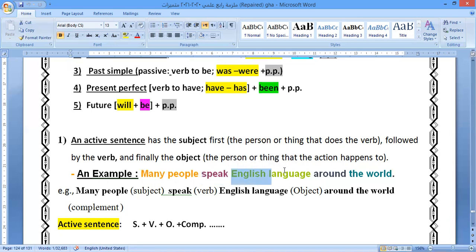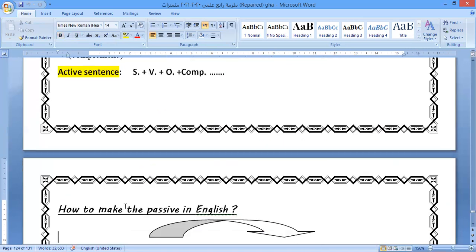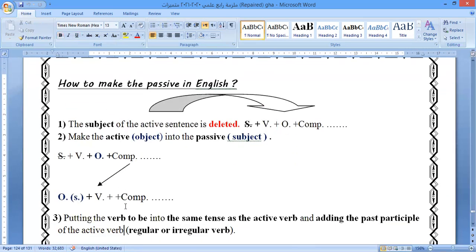Then English language is what? Object. So we have many people as the subject, speak as the verb, this is our normal sentence order. Then we have the object, English language. Then around the world is the complement, the completion of the sentence. So since the sentence is divided into subject, verb, object, as well as complement, it is an active sentence. The subject is present, followed by the verb, followed by the object, and finally the complement. So my sentence is what? Active.